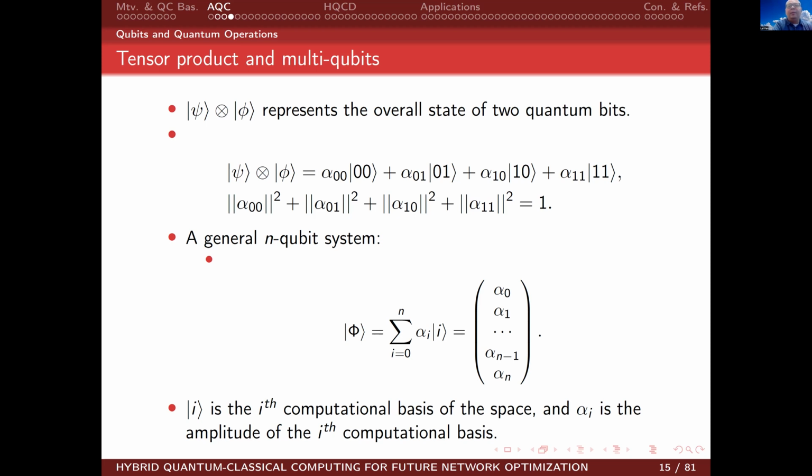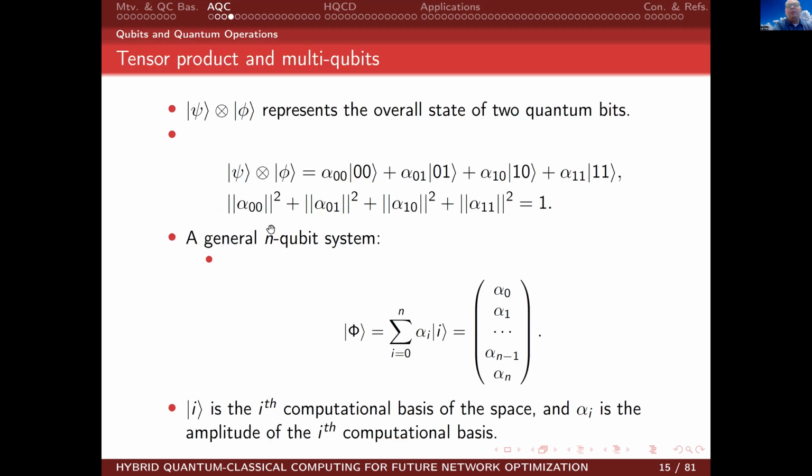So for n qubits, capital N represents the total number of states, which should be 2 to the power of n. And here the ket i represents the ith computational basis state of the space, and alpha i is the amplitude of the ith computational basis state.